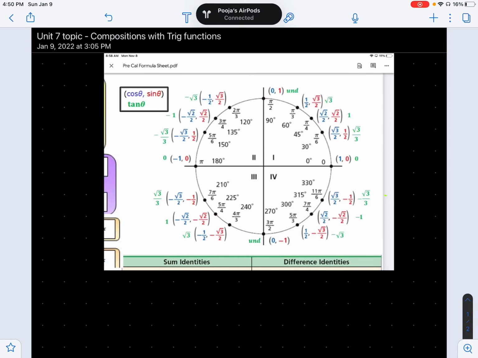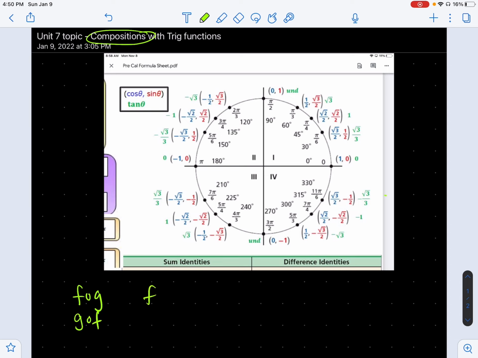Hi there, good afternoon. We're starting with the next topic, which is compositions with trig functions. Notice the important word here is compositions. Something we did with compositions previously was stuff like f of g, or f composed with g, or g composed with f. Another way to write that would be f of g of x, or g of f of x. These were composition functions. We did this previously.